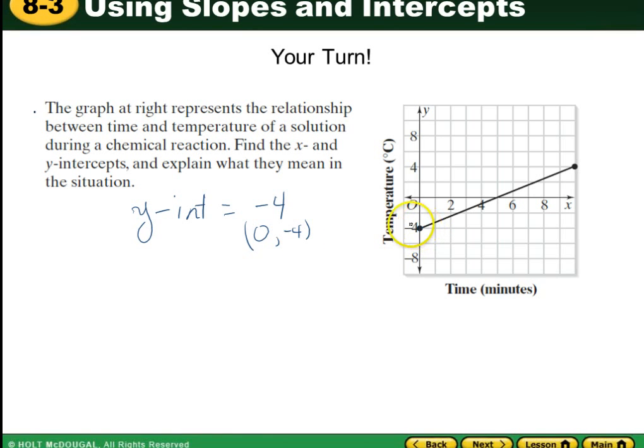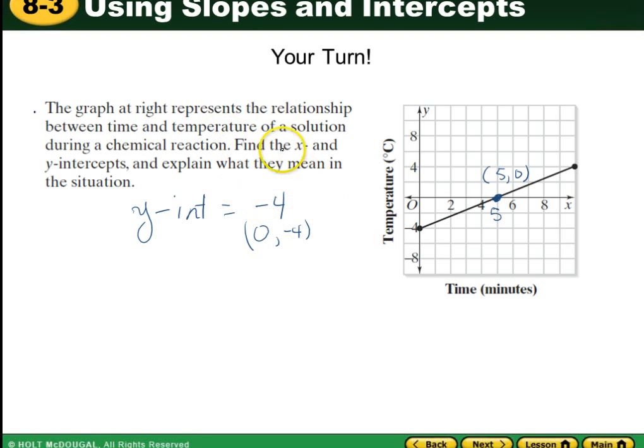Okay, in the beginning of the reaction, the temperature started at -4, and then the x-intercept, which is right here at 5. The x-intercept in this case is this point right here, 5, 0. So the x-intercept shows that after 5 minutes, it took 5 minutes for the temperature during that chemical reaction to reach 0. Okay, so after 5 minutes, the temperature was 0. It took 5 minutes for the temperature to reach 0.